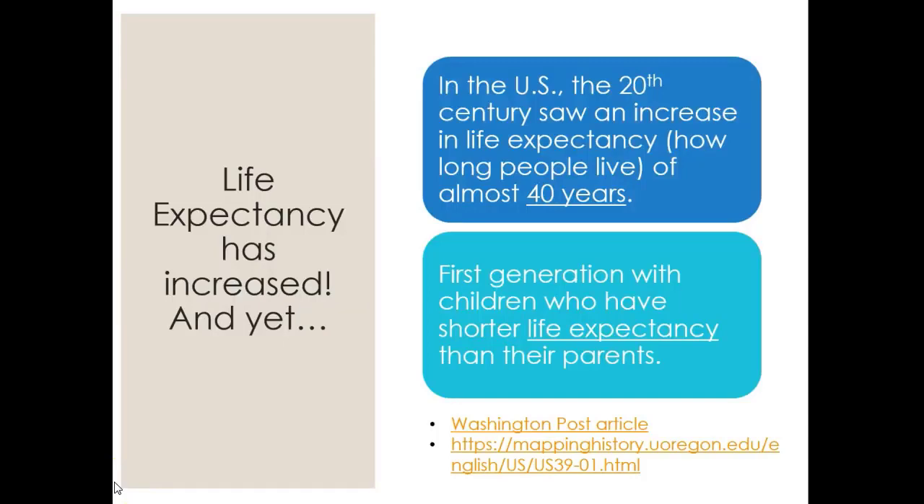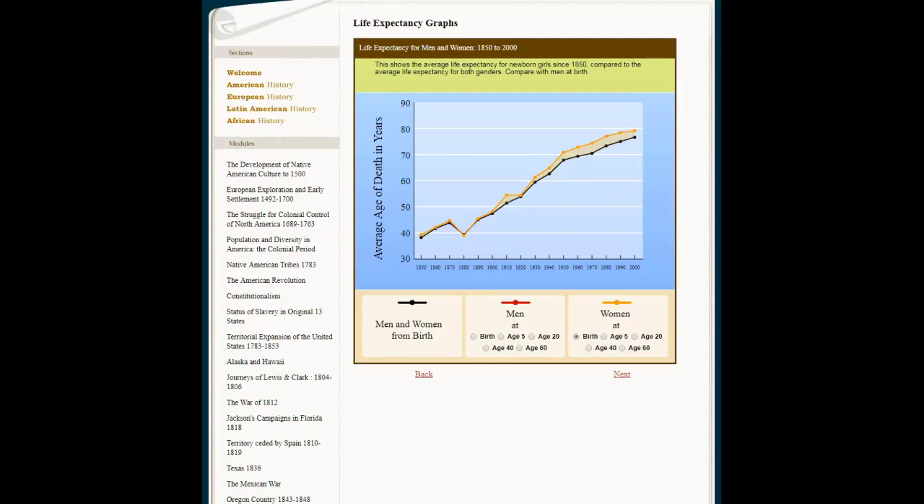So, whereas life expectancy has generally increased since the 1800s, we're finding that there is a decrease in life expectancy for current generations. This life expectancy graph can be found on mappinghistory.uoregon.edu. The web link is on the slide here, but what's interesting is that the dark line is the life expectancy of an individual born during this year. So you can see as we've progressed, there was a little blip here. I don't know, that was probably a war or something that went on. But you can see that overall the life expectancy is increasing.